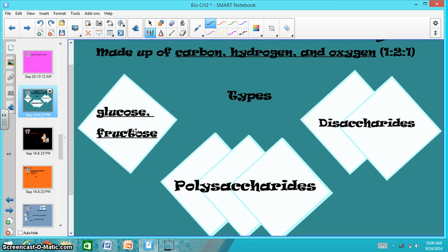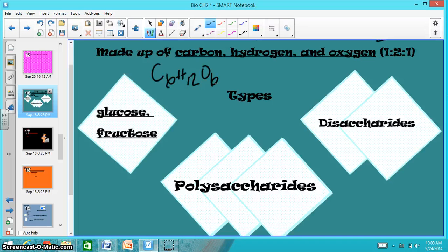Glucose looks like C6H12O6. You can really see that 2:1 ratio there. Okay, so that's our very simple sugars. That's what the body needs in order to convert that into cellular energy.